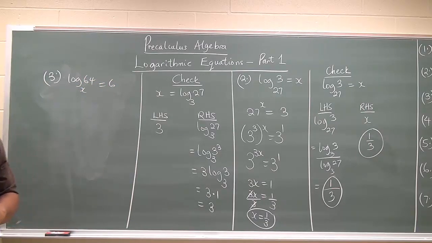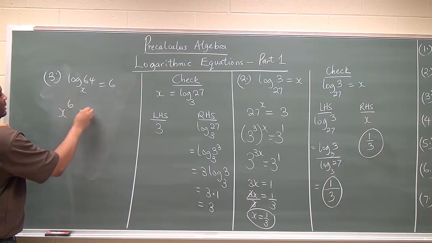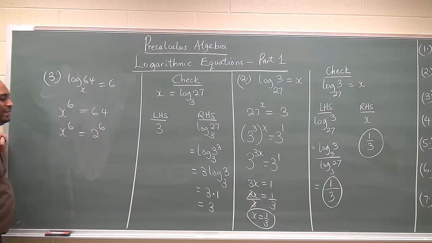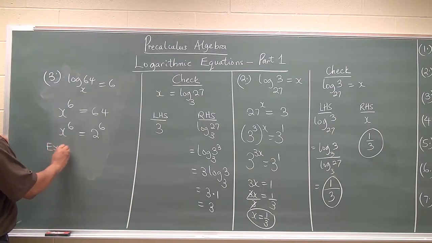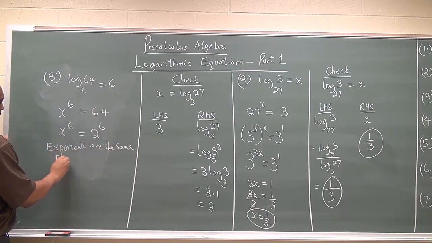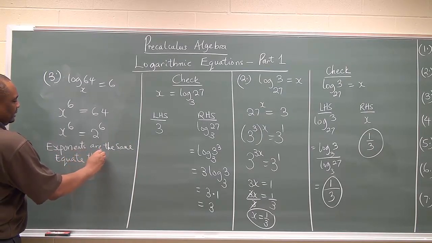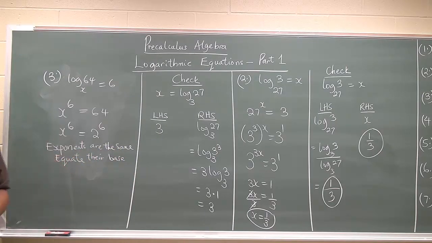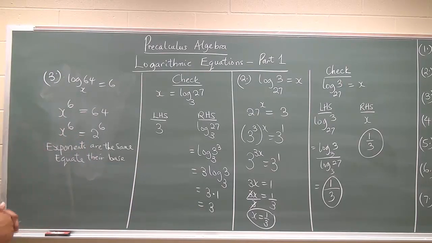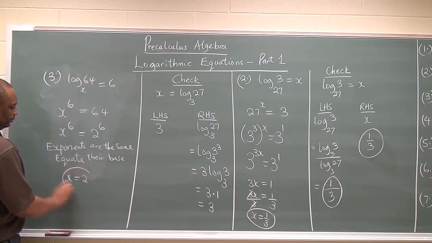If we are solving this using the relationship between exponents and logarithms, we see that x to exponent 6 is equal to 64. And that means that x to exponent 6 is 2 exponent 6. So the exponents are the same, so you can equate the base. Just like if the base is the same, you equate the exponent. We did that in exponential equations. So if we do that, we see that our x is equal to 2 as our answer.